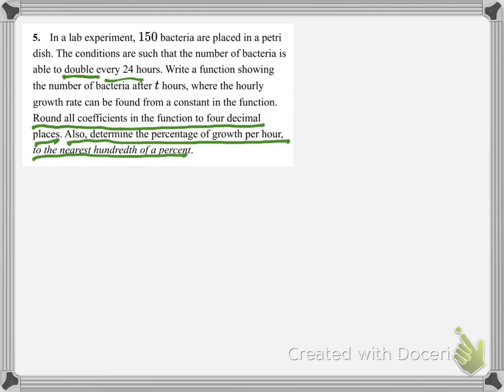So here's how this works, okay? So we're going to start with f of t. F is the function, t is hours. Now it's going to look like this. So we're going to have a. Now since it says double, we're going to put 2 in the parentheses, to the t over d power. Actually, let me write this a little bit better. Give us some room here. So f of t is a times 2 to the t over d power.